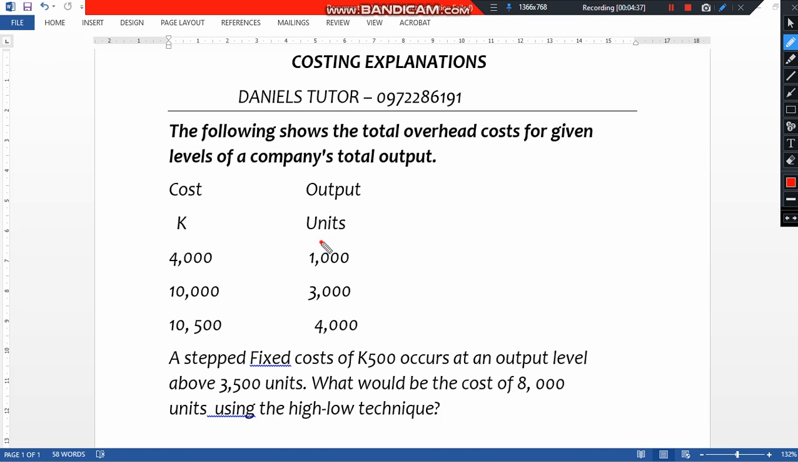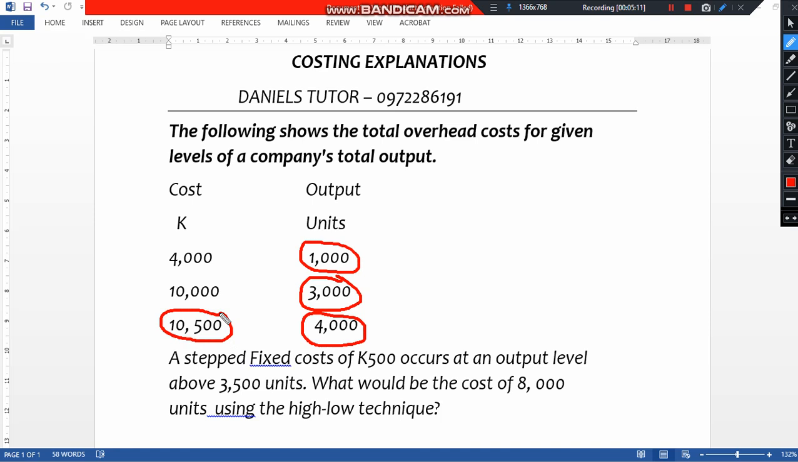So let's look at this one. 1,000 is below 3,500, so there's no stepped fixed cost. 3,000 is below 3,500, so there's no stepped fixed cost. But 4,000 is above 3,500, meaning there's a stepped fixed cost of 500 in the total cost. Now, I wanted you guys to know that for such questions, you have to remove the stepped fixed cost. The question says for units above 3,500.